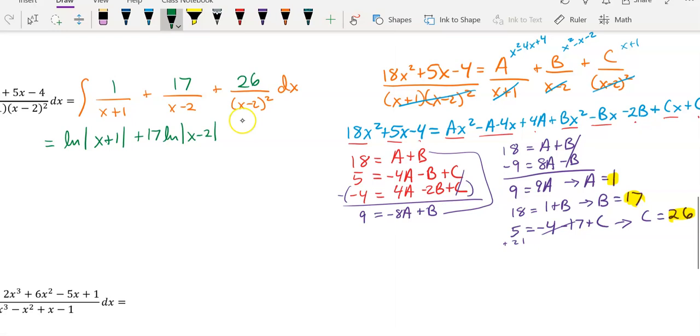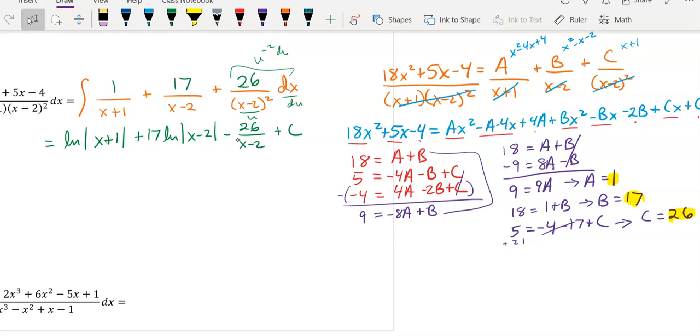This is actually a u substitution where this is my u, this is my du, and this whole thing is u to the negative second du. So my antiderivative would be negative 1 u to the negative first, or in other words, minus 26 over x minus 2, and then plus c.